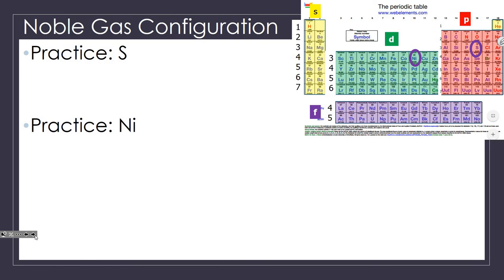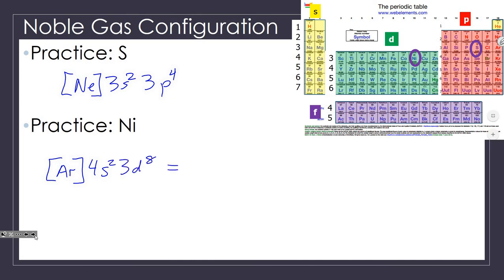Okay, so really quickly, what'd you get here? Neon, right? And then from neon we go 3s2, 3p4. Nickel, you should have argon. 4s2, 3d8, it will change to argon: 3d8, 4s2. Okay, you got practice to do at home. Sorry you didn't have time in class. Happens every once in a while.